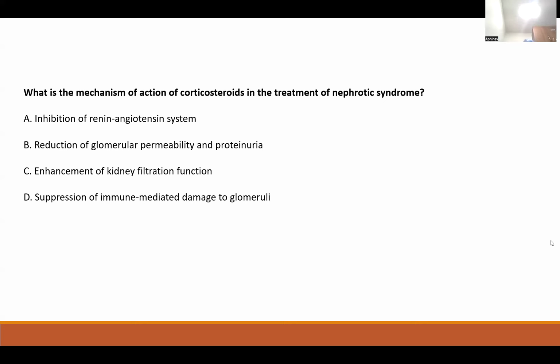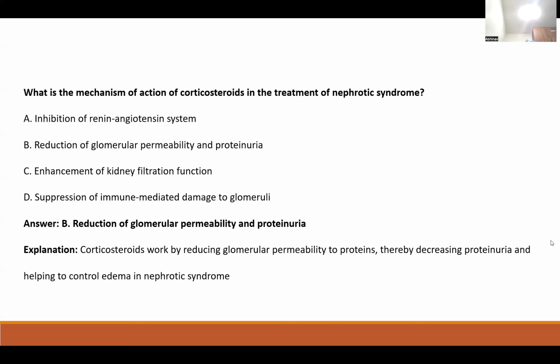The most important action the steroids act by is reducing the glomerular permeability to proteins, thereby decreasing the albumin spill and helping control edema in nephrotic syndrome. So this is the answer. The best option here is that their target is acting on the glomerulus, wherein they reduce the glomerular permeability. So this is how the steroids act.